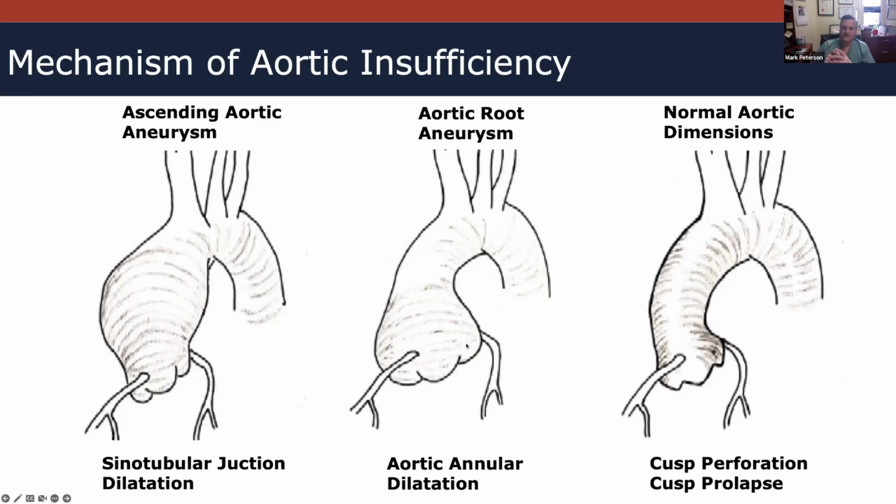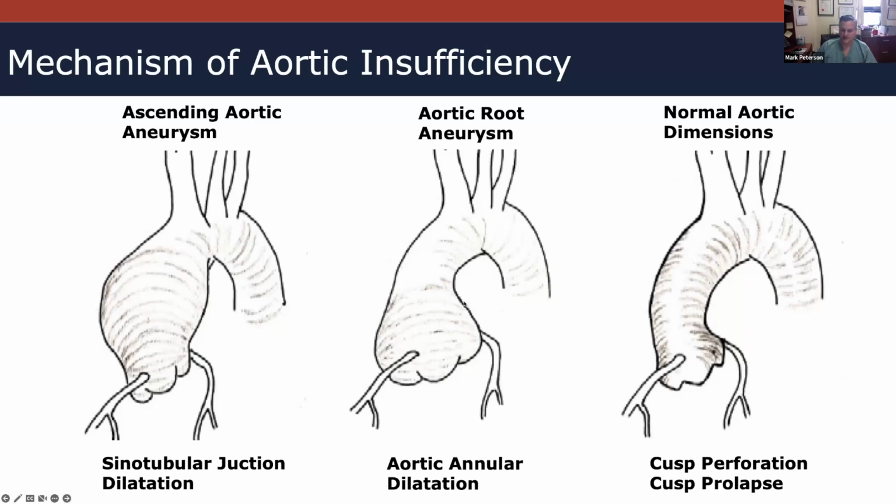Now, one thing I often see is cardiologists and surgeons will say, well, the patient has an aortic root aneurysm and therefore they have AI. It's not the dilatation of the sinuses of Valsalva that causes AI. It's the associated pathology that leads to AI. Patients with aortic root aneurysms often have what's called annulo-aortic ectasia. If you have a dilated annulus, that can pull the aortic valve down and result in AI.